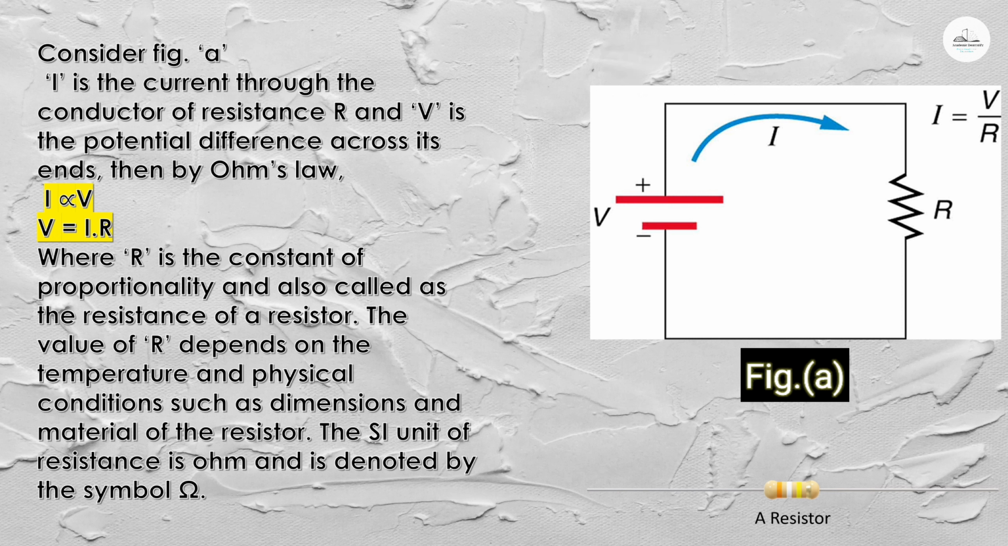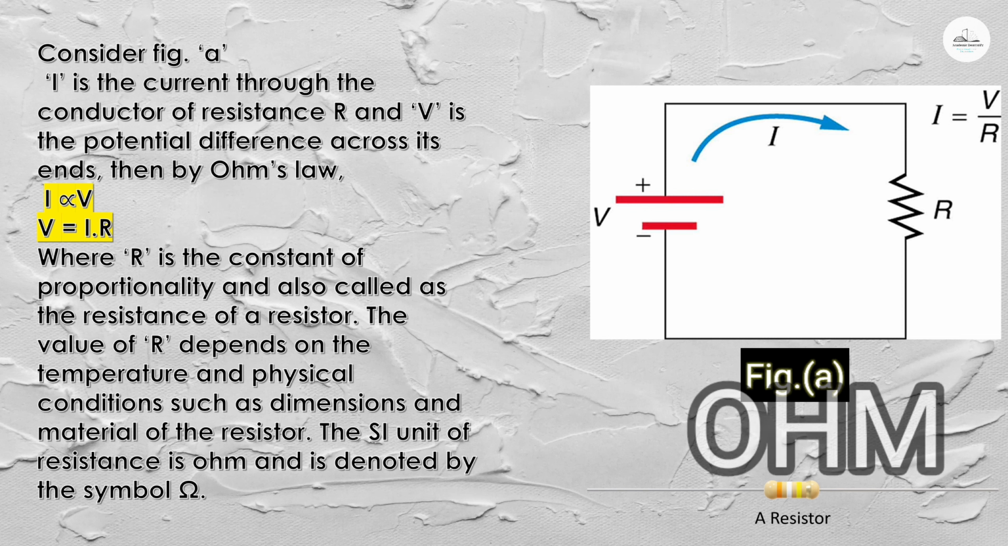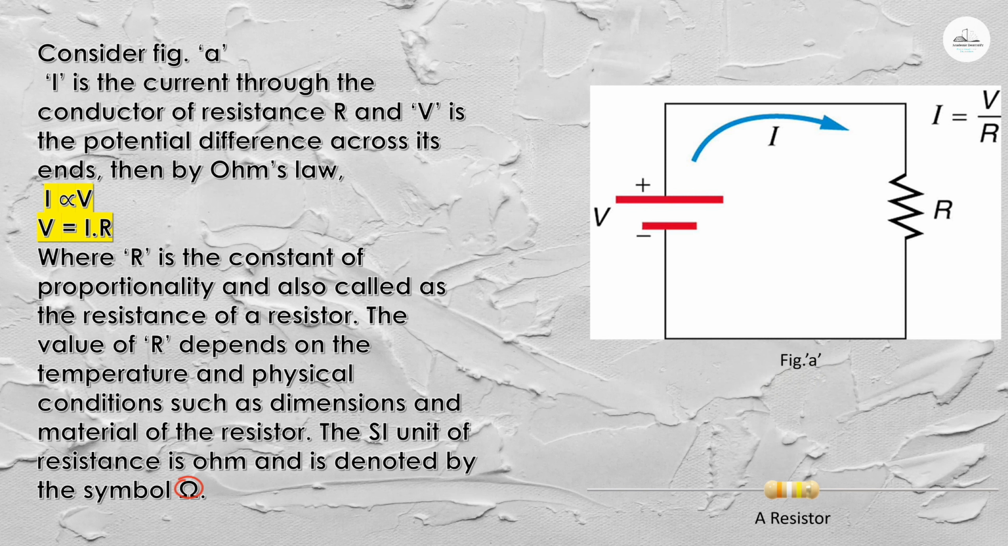Now, if we have to remove the proportionality symbol, we must add a proportionality constant. So, we take R as the proportionality constant, which is known as the resistance of the conductor. The value of R depends on the temperature and physical conditions such as dimensions and material of the resistor. The SI unit of resistance is Ohm and is denoted by the symbol omega.